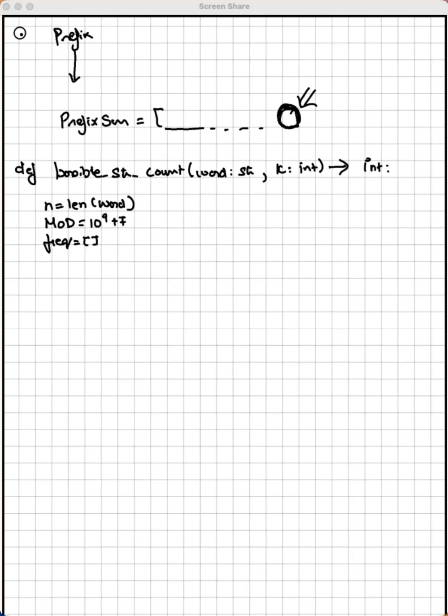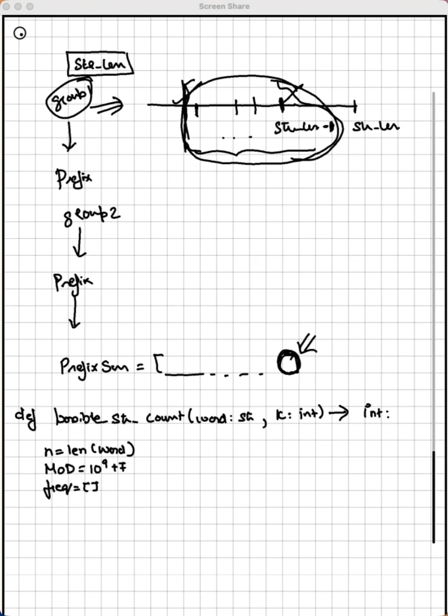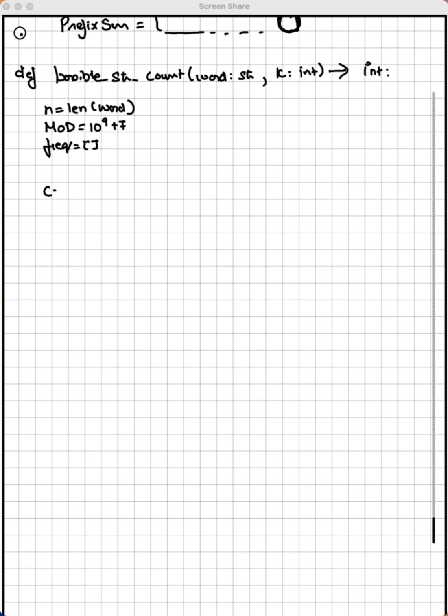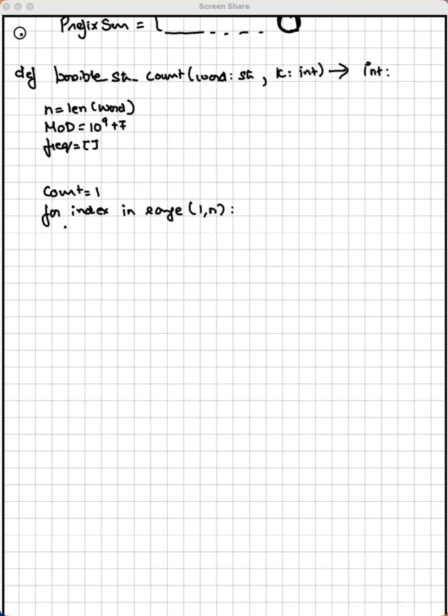Alright, and frequency array. Now frequency array is important because we need to compute the total number of possibilities. Remember the 3 into 2 that I did. Second thing is, as we iterate through every group, we should know how many characters are possible from that group and then find this total. So let's start with counting a frequency. So count is equal to 1, for index in range 1 to n, if word of index minus 1 is equal to word at index.